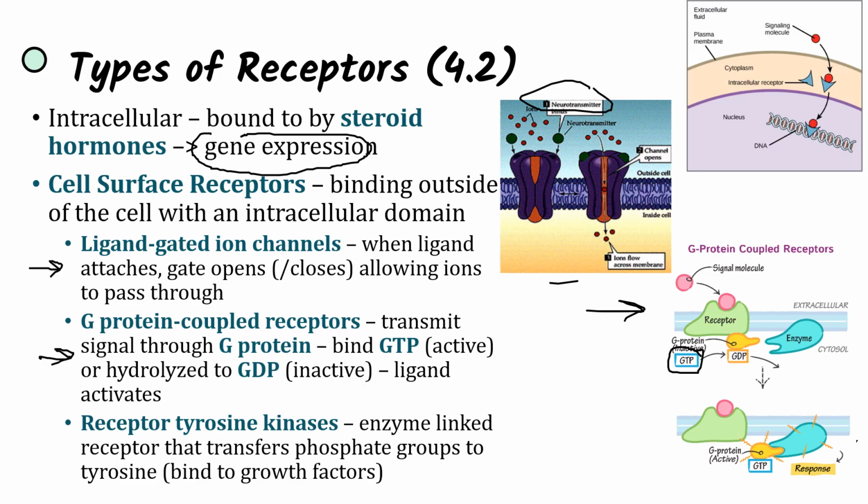And lastly, there are receptor tyrosine kinases, and these are just enzyme-linked receptors that are going to transfer phosphate groups to tyrosine, and that's going to bind to growth factors. So just like a G protein coupled receptor, when the ligand binds, the receptor is linked to an enzyme that's going to then become activated once the receptor binds. So in general, there can be intracellular or cell surface reception, and they're all going to be from the ligand binding to a reception molecule and beginning the amplification and transduction of the signal.